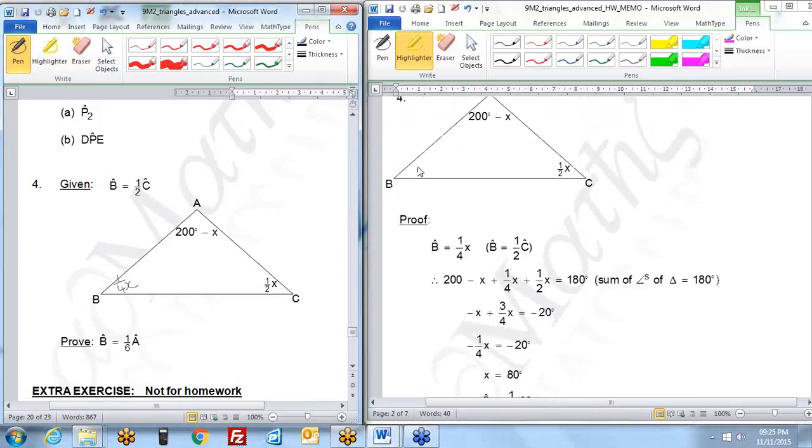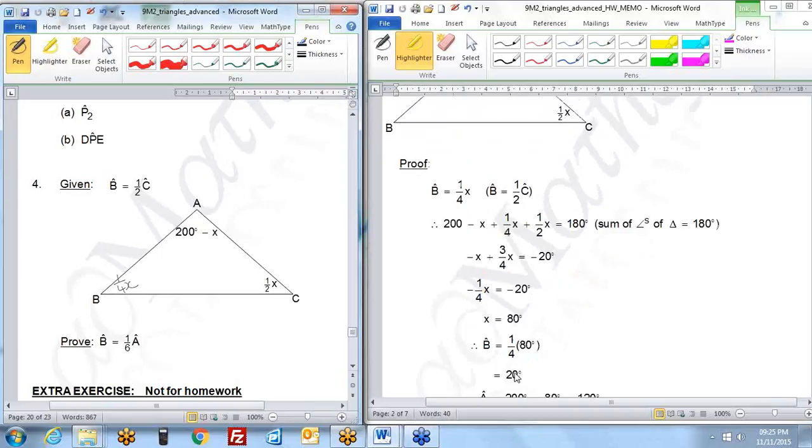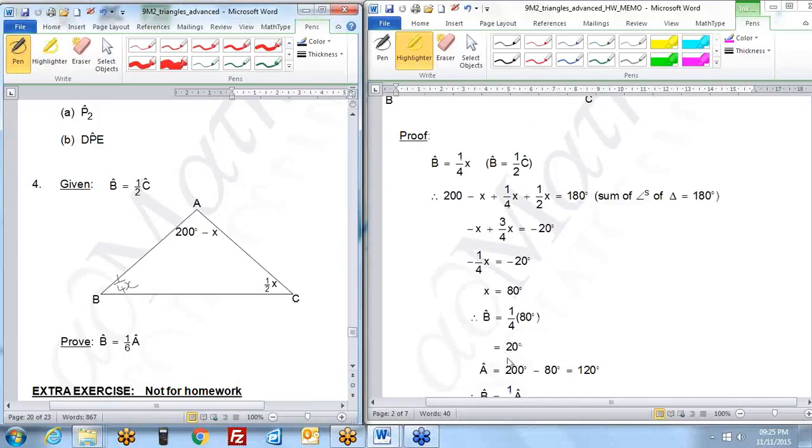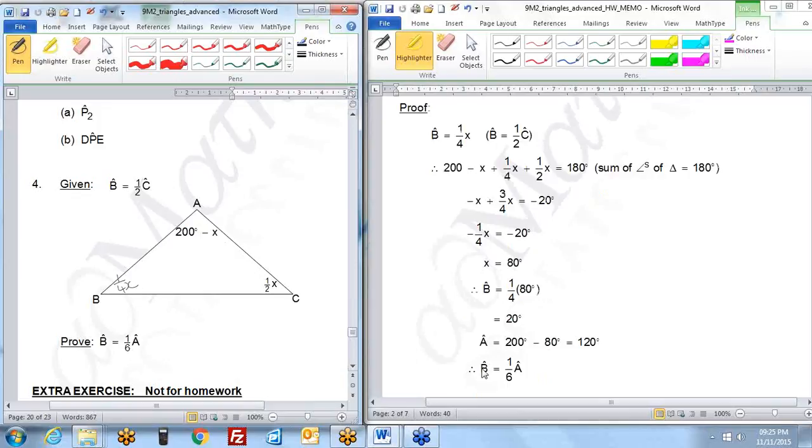Therefore, angle B equals 20 degrees. So 1/4 times 80 gives you 20 degrees. And therefore, angle A equals 200 degrees minus the 80, because x equals 80, gives you 120. So angle B equals 20. Let's just write it down. 20, and angle A equals 120.